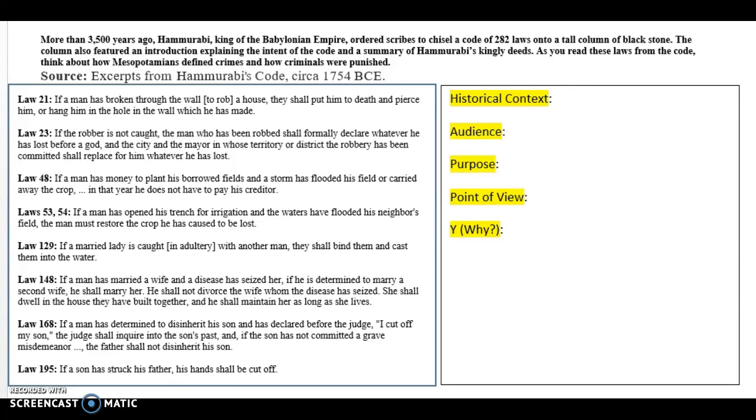Hi, today we're going to learn about how historians read primary source documents. Today we're going to read Hammurabi's Code. When you read primary source documents, you always want to be HAPPY.